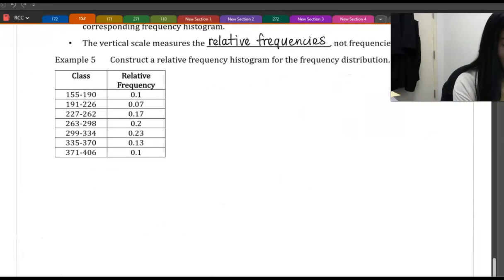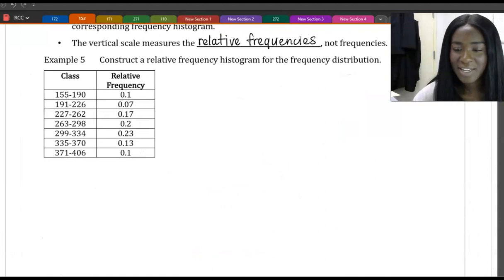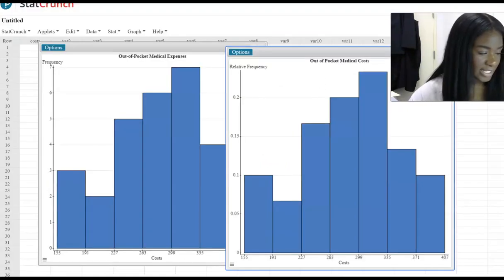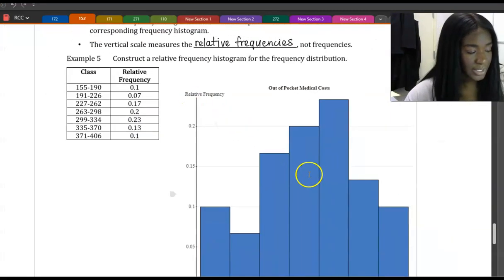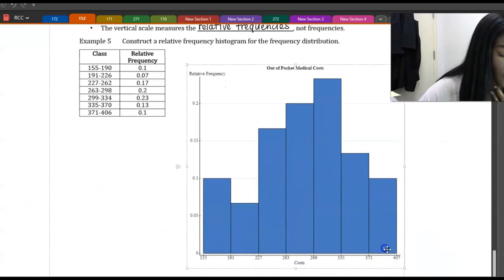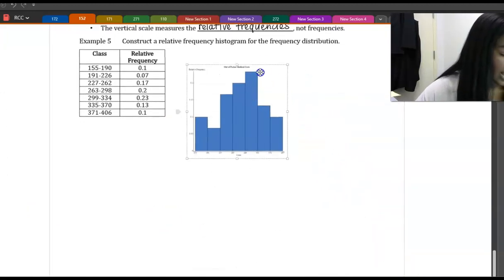And now I'm pretty sure that this is our relative frequency. Yeah, it is. So we actually just did Example 5. I didn't realize that. So this histogram here, let's just copy this image and drop this into our notes. This histogram here shows us a relative frequency histogram for that class there.